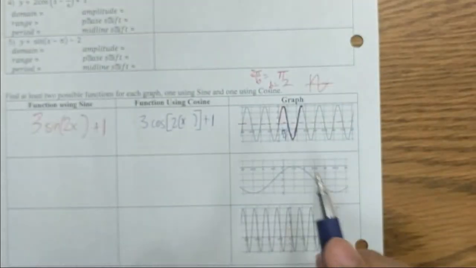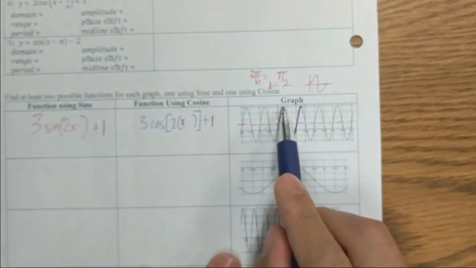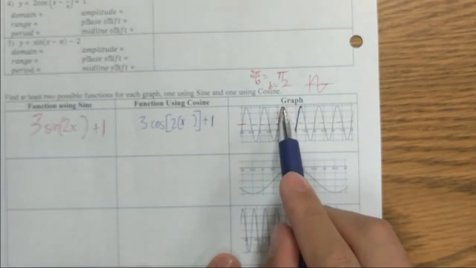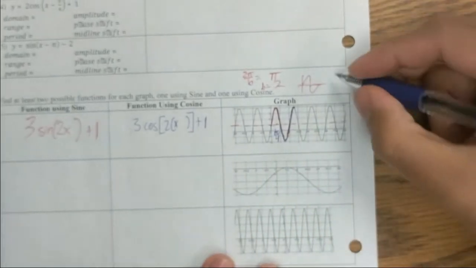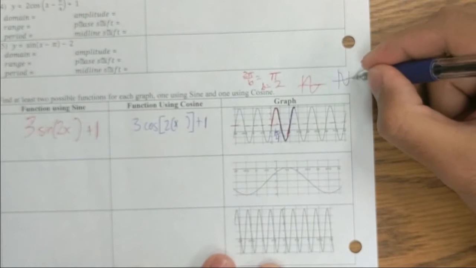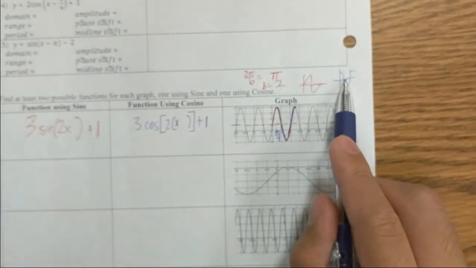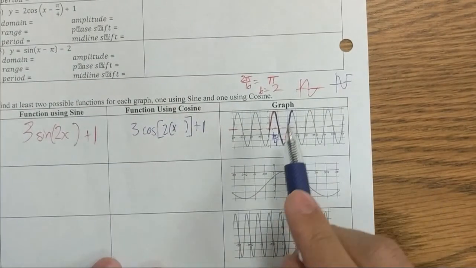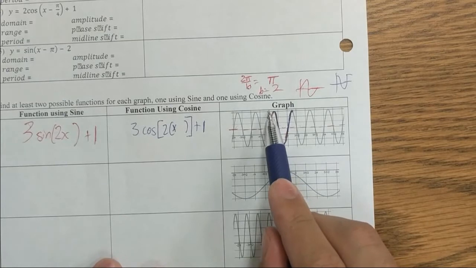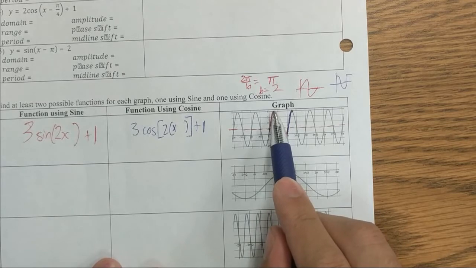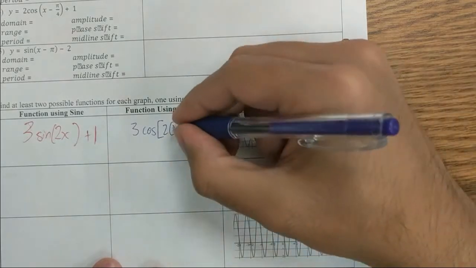Okay, but there will be a phase shift. This maximum is pi over 4 units to the right of 0, and for cosine, that's where the maximum normally occurs, at 0. So that means that from the original point, I shifted the maximum pi over 4 units to the right. So h is pi over 4.